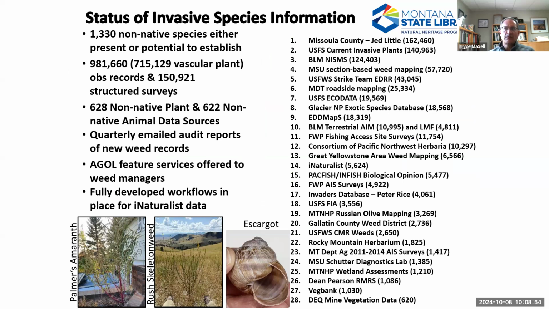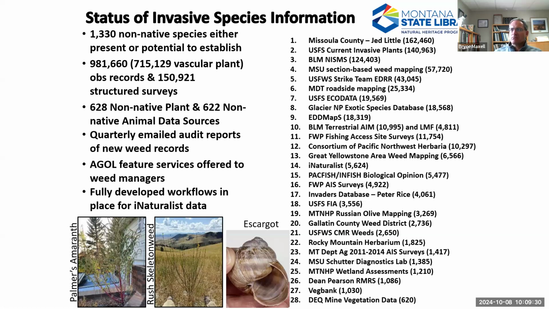We're approaching 1 million observation records for those invasive species. About 3/4 of that is vascular plants or weeds, but the remainder are animals. We have over 1,200 different data sources that we've brought together on weed information. We send out quarterly reports to weed managers on new weeds in their area so that they can undertake control efforts. On the right of this slide are some of the top data sources for weed information.